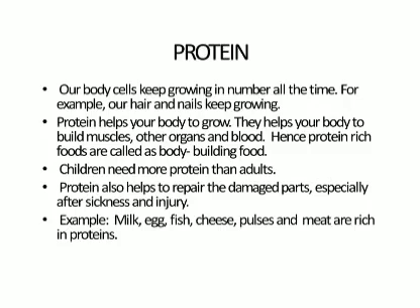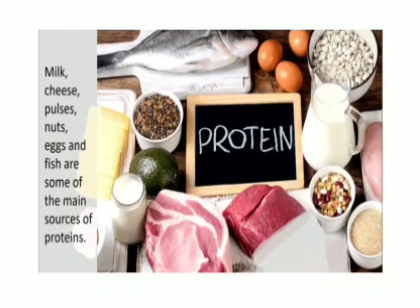Protein also helps to repair the damaged parts, especially after sickness and injury. Examples of protein-rich foods are milk, egg, fish, cheese, pulses, and meat. Milk, cheese, pulses, nuts, eggs, and fish are some of the main sources of protein.